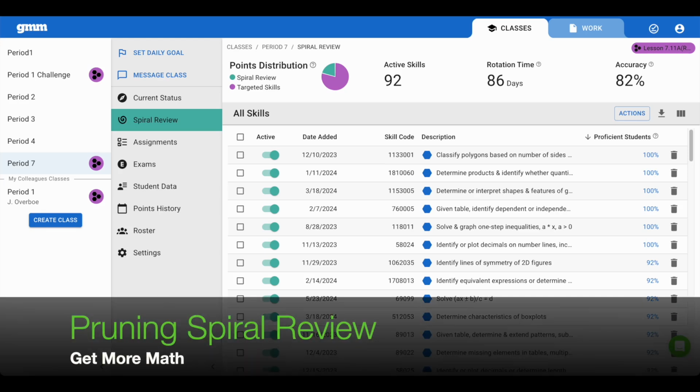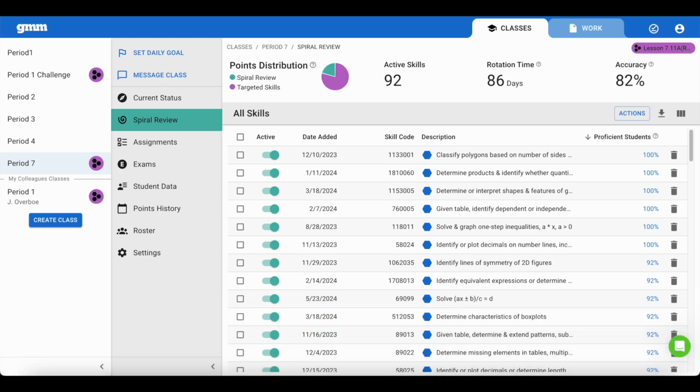Let's look at pruning spiral review. A suggested time to trim skills from spiral review is at the end of a unit. We recommend keeping the skills that match the level of rigor as state assessment or semester exams. You might also consider removing the skills that were added during the unit that were scaffolding skills.